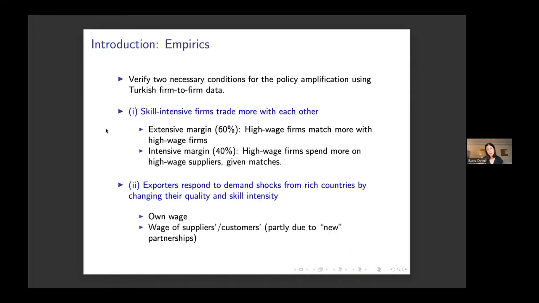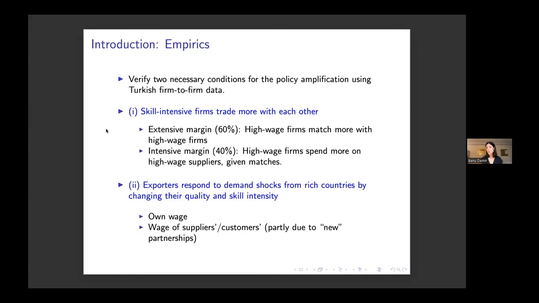In the paper, we proceed in two steps, and that's what I'm going to be doing during the presentation as well. We start with empirics, and in the empirical part, we use very detailed micro-level data from Turkey. The highlight of the data set is this VAT data, where we can observe firm-to-firm trade transactions within the domestic economy. Using this detailed data, we first verify two necessary conditions for this amplification channel.